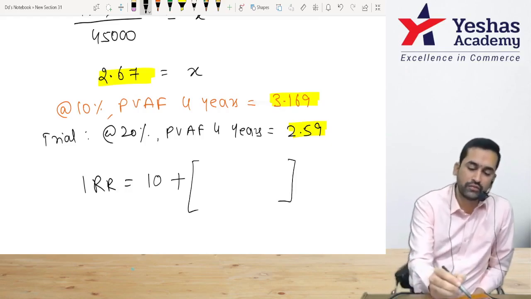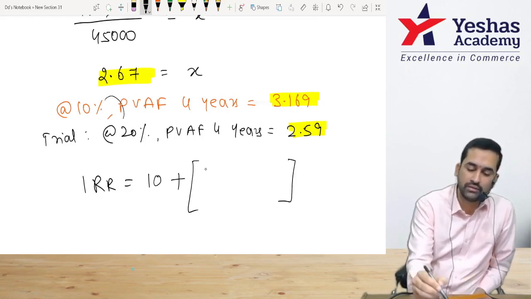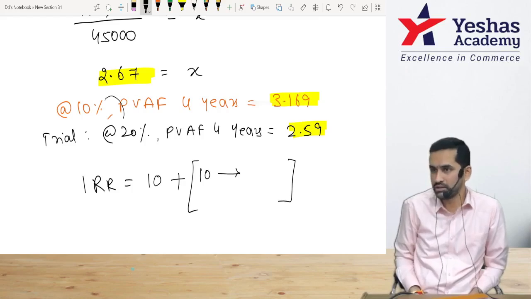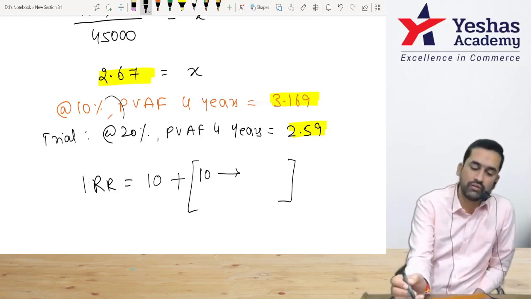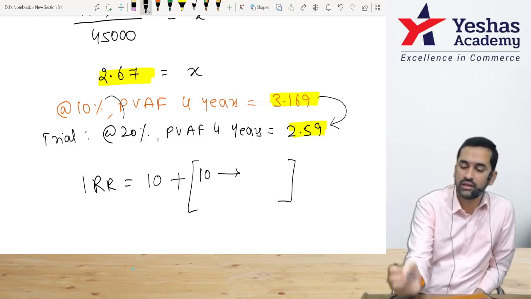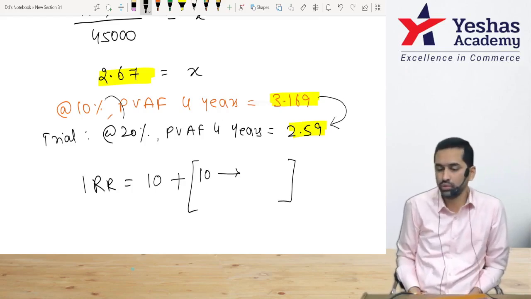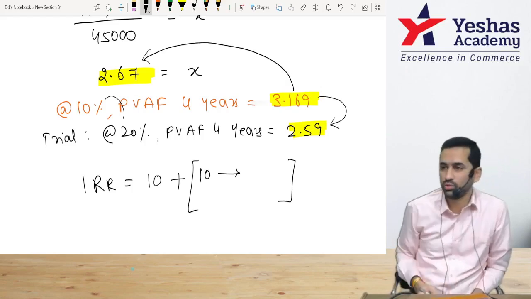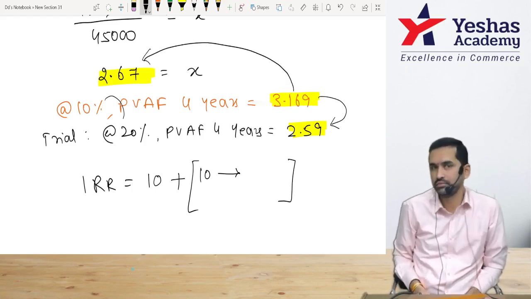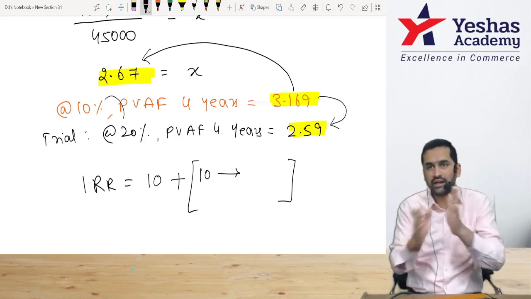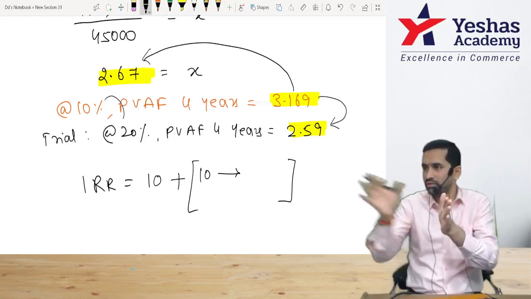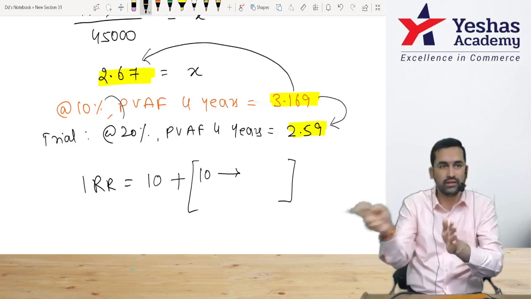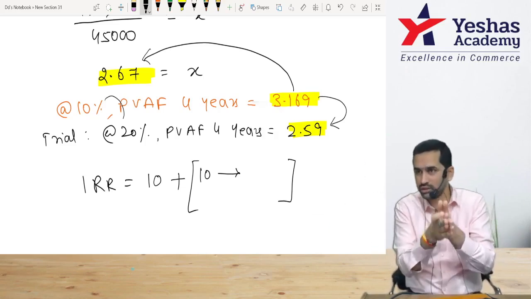Remember now, if 10 becomes 20, that means there is an increase by 10 points. My summation of discounting factor from 3.169 will go down to 2.59. But from 3.169, I wanted to go to 2.67. Correct? Same way, in IRR, I wanted 0 NPV. One positive, one negative. I found out the total fall in NPV. But now I want to reach 2.67.